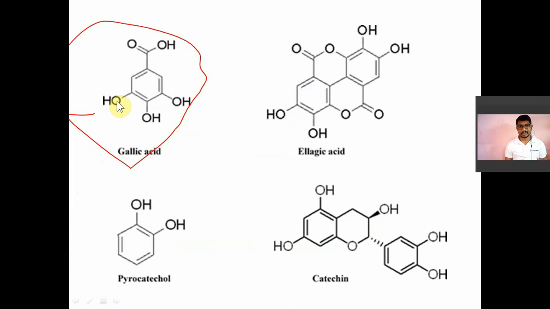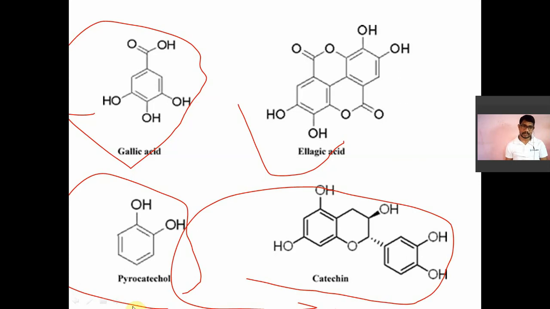Benzoic acid with 3 additional hydroxy groups added, that is gallic acid. Ellagic acid will look like this. This is pyrocatechol, or this is catechin, epicatechin. These are the constituents. This is catechin. Nobody is going to ask you about these structures.